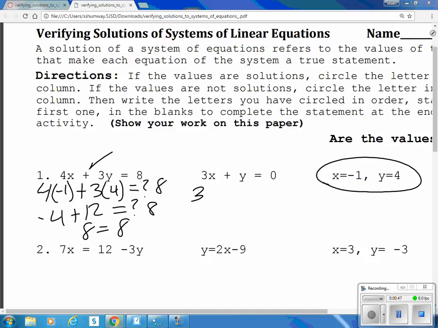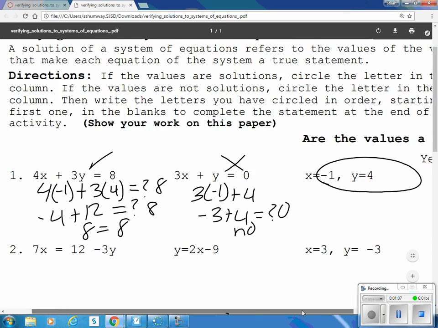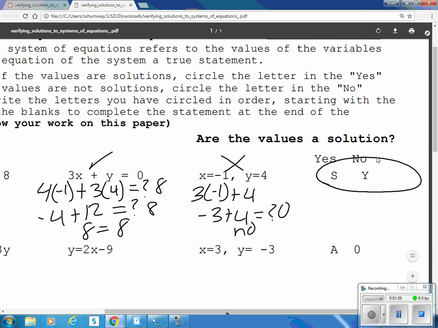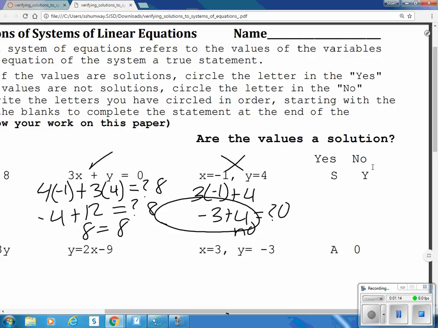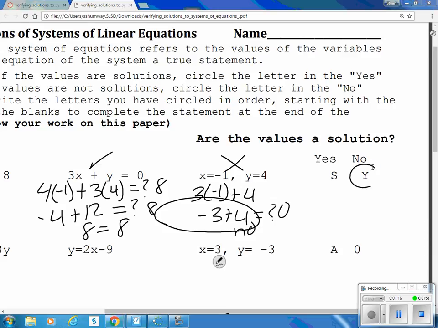Good. So 3 times -1 plus 4, so that would be -3 plus 4. Is that equal to 0? And that is no. And so that one's not. So on our little form, we will circle no, and then that will be the first letter in our word.